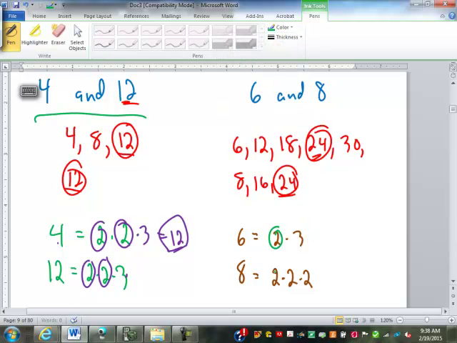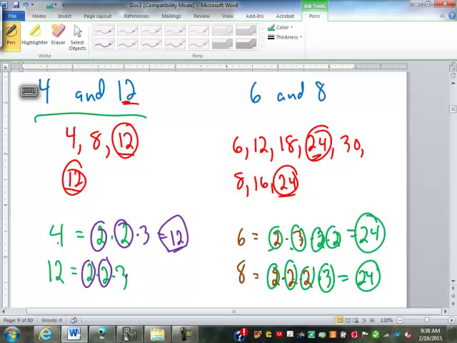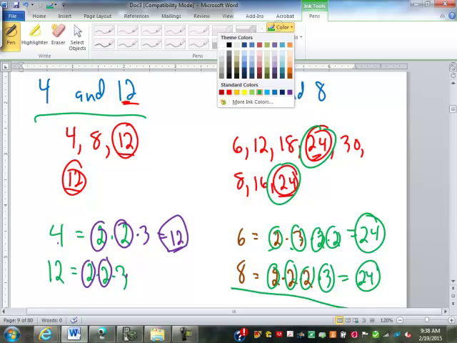So now they both have a 2 in common. This one has a 3 that the other one doesn't. So I need a 3 down here. So now we've got the 3 in common. This one has 2 extra 2s, so we need 2 more 2s up here. Now they are the same. So if I multiply this back up, I get 24. Multiply these back together, I also get 24. That's good because I need those to match up. So, that's factoring. Okay, let's do it with some bigger numbers.